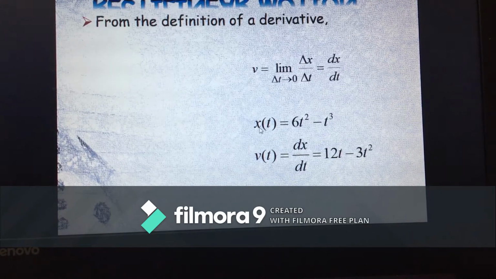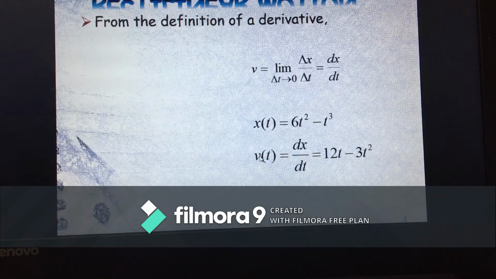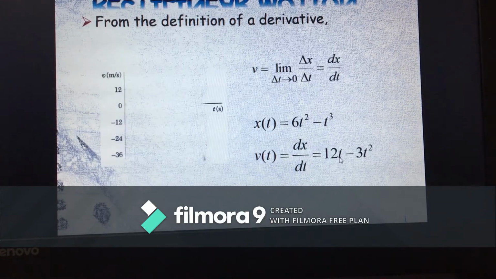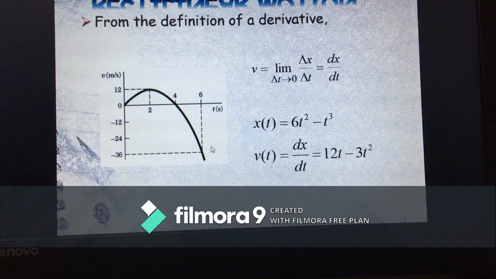So assuming that we have the displacement as a function of time equal to 6t squared minus t cubed. Now taking the derivative of x as a function of time, we have here dx over dt. This is the velocity. Then using what we have learned from our differential calculus, the derivative of this is equal to 12t, derivative of t cubed, that is 3t squared. Alright? So ito yung v(t) natin as a function of time. Okay? Now if you graph this, as mentioned a while ago, ito yung itsura niya, class.